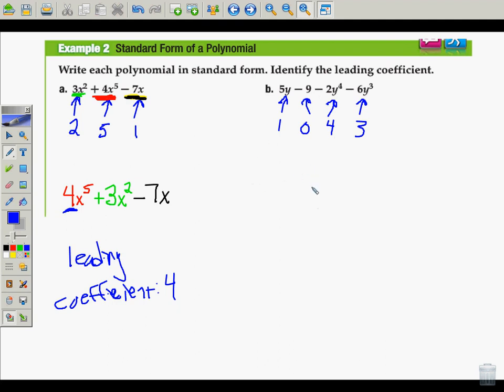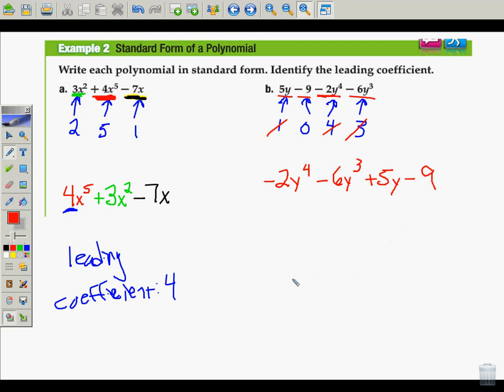Again, always keeping in mind the sign in front of the term. So here I've got minus 2y to the fourth, because it had a negative sign in front of it. So I checked off my fourth. Now I go to third. There we have minus 6y cubed. So I did my third. Now I go to my next highest one, which is 1. This is positive 5y, so I'm going to write plus 5y. Got that one taken care of. Now I do my last term, minus 9. And that's all it takes to put in standard form.